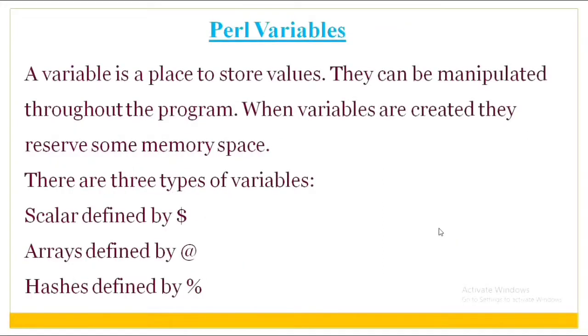First topic is Perl variables. A variable is a place to store values. They can be manipulated through the program. When variables are created, they reserve some memory space. There are three types of variables: scalar defined by the $ symbol, array defined by @, and hashes defined by the modulo symbol.